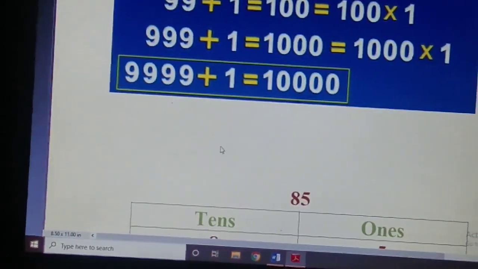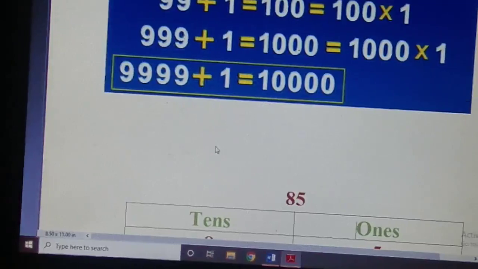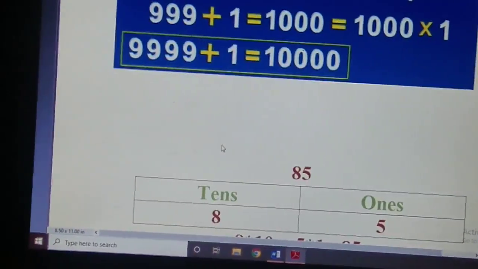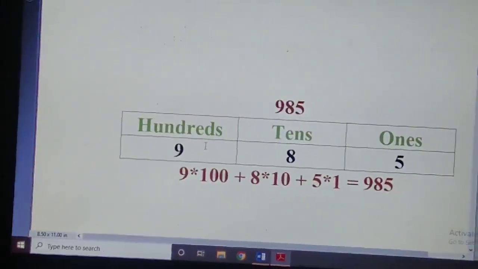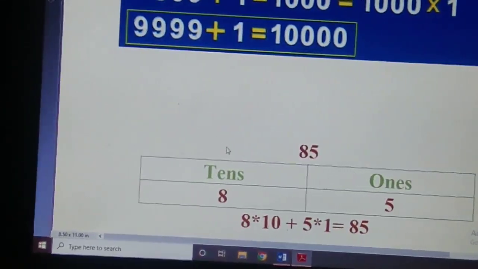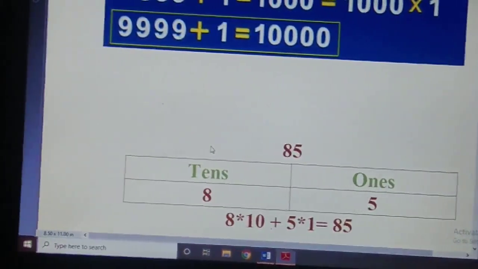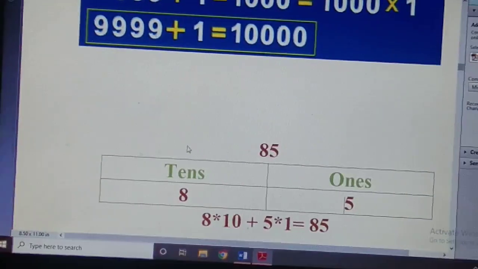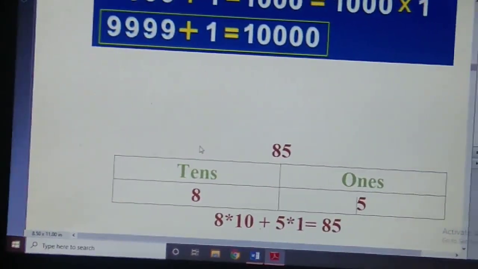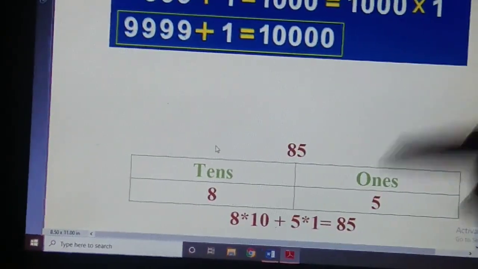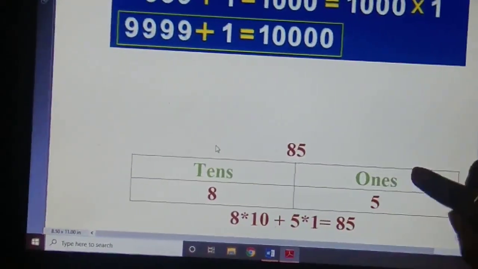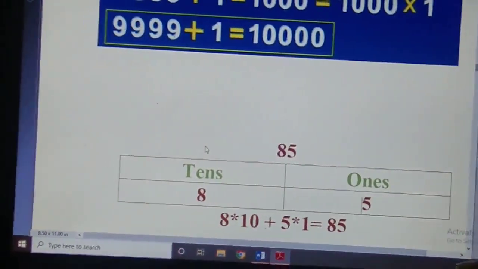Now we will see about place. Look at the number 85. Here 5 is on the ones place and 8 is in the tens place. We multiply each digit with its respective place: 8 into 10 plus 5 into 1 is equal to 85.